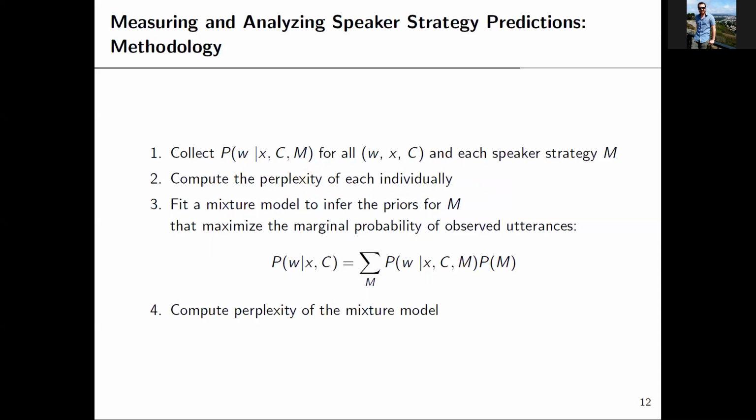Then the probabilities are used in a mixture model where we fit prior probabilities for each speaker strategy such that it maximizes the marginal probability of observed utterances. Finally, we compute the perplexity of the data under the mixture model using those marginal probabilities. The mixture model perplexity quantifies how well the combined speaker strategies capture the uncertainty in what people say in the dataset.